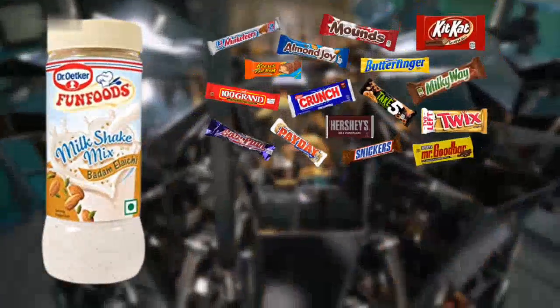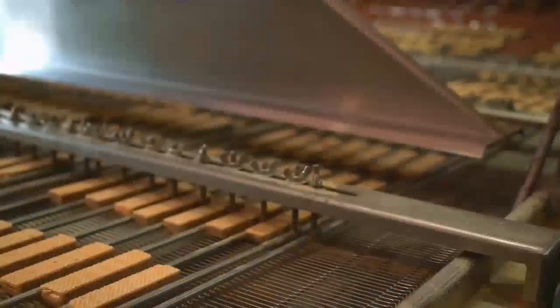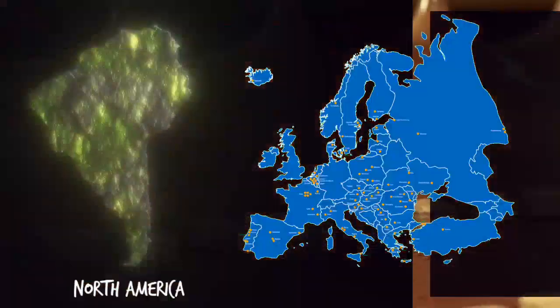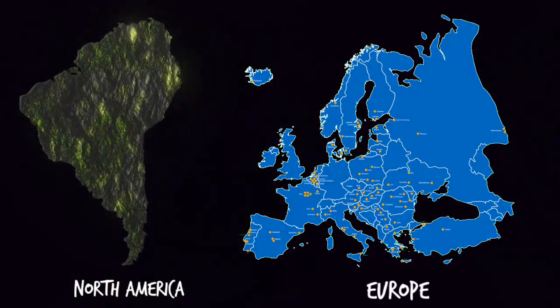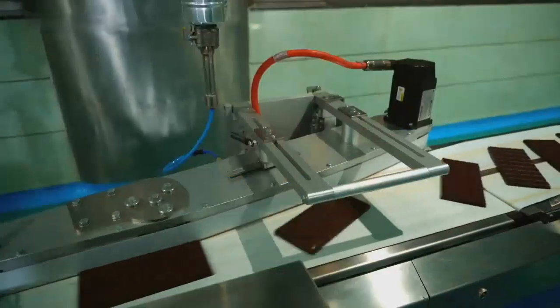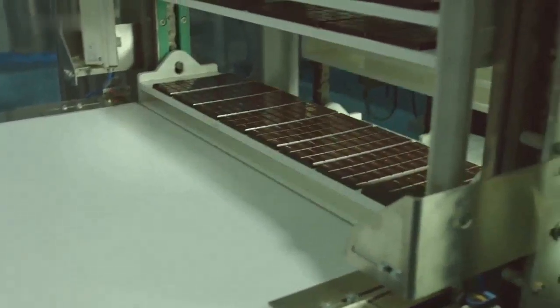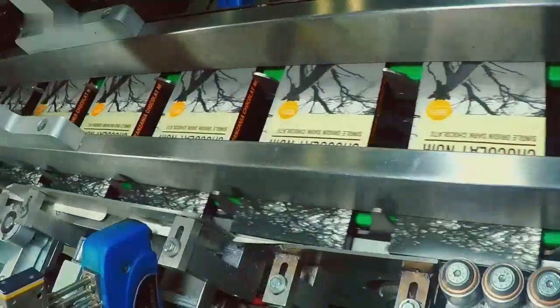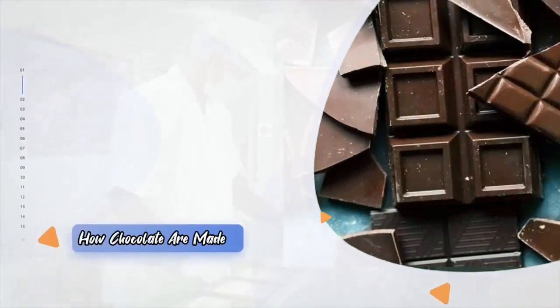Chocolate is a key ingredient in many foods such as milkshakes, candy bars and cookies. It is ranked as one of the most favorite flavors in North America and Europe. Despite its popularity, most people do not know the unique origins of the popular treat. So friends, in this video I will show you how chocolate is made in a factory.